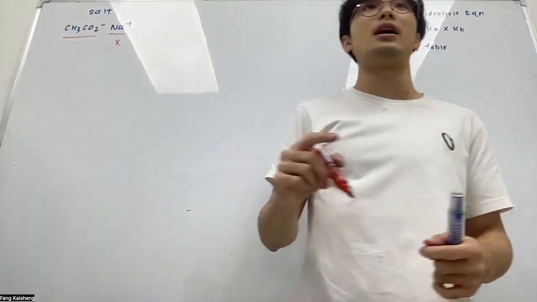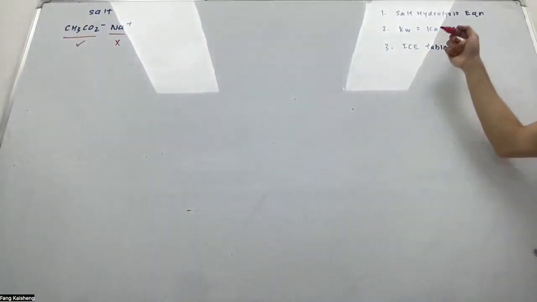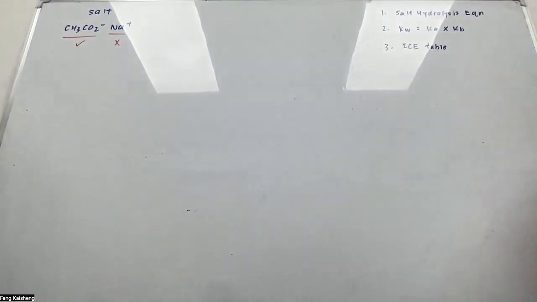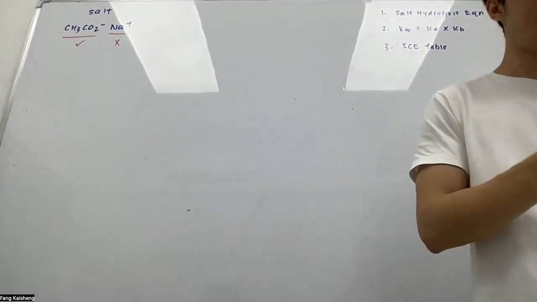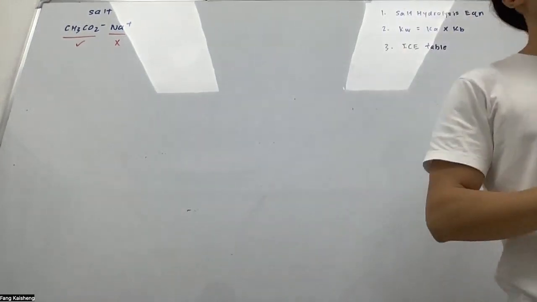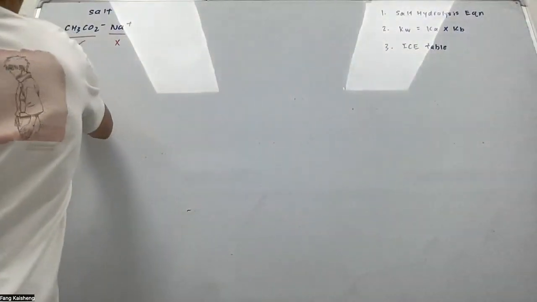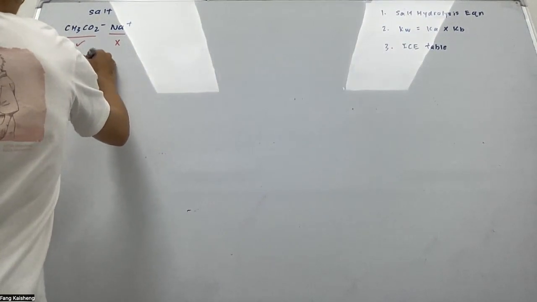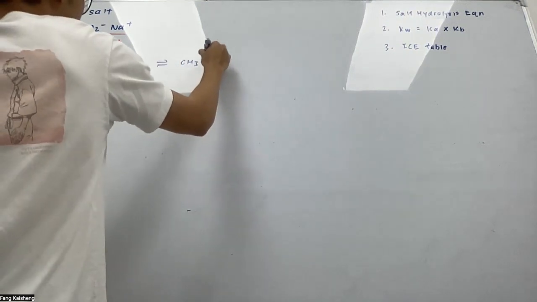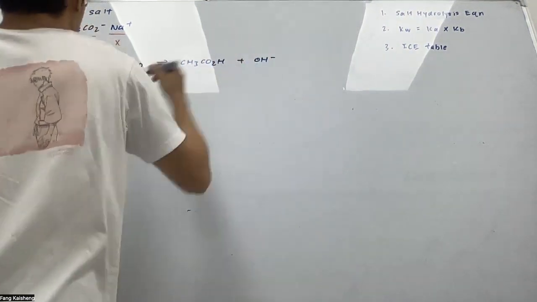Can CH3CO2 minus hydrolyze? Yes. Don't need to justify, that's just for your own understanding. We're going to go straight into the salt hydrolysis equation right now. I need you all to think about the relevance of the second step. Why do we have this second step? I need to see the salt reacting with water, reversible arrow, forming back its partner and OH minus.